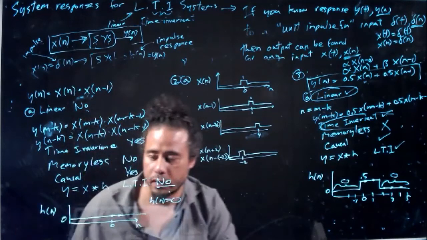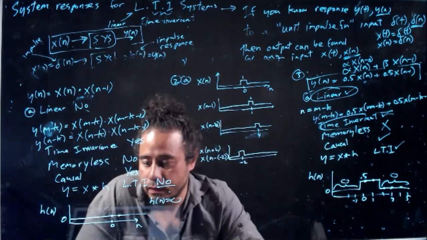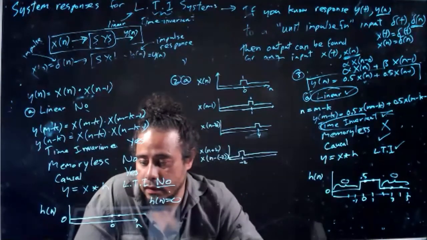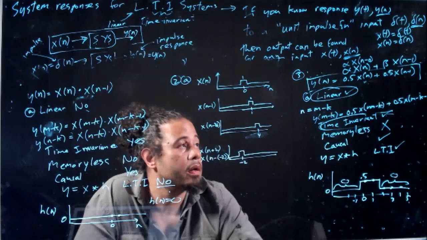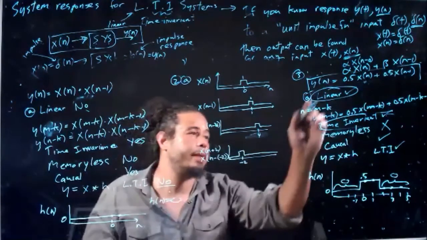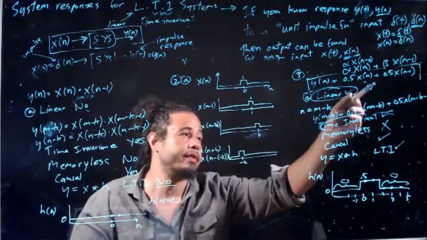I have a question. Could you repeat what, in general, the impulse response is if you have a linear combination of x of n at different times? Sure. That was the example I was going through just at the very end, super quickly.